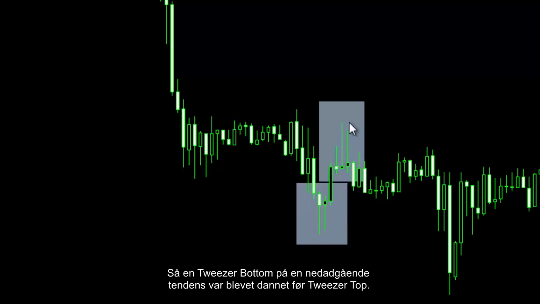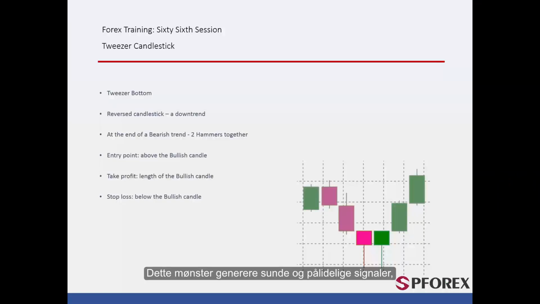So, a tweezers bottom on a downward trend had formed before a tweezers top. This pattern generates sound and reliable signals. However, it forms rarely on a market trend.